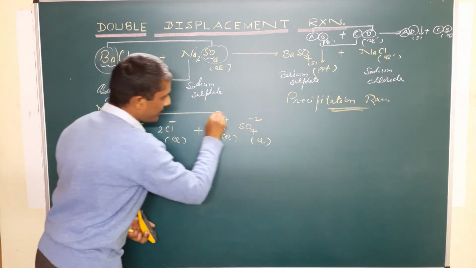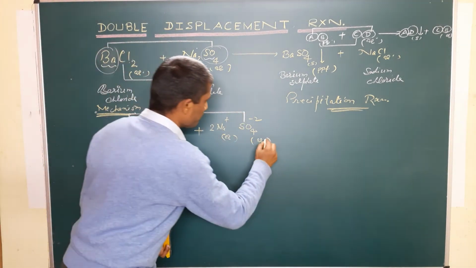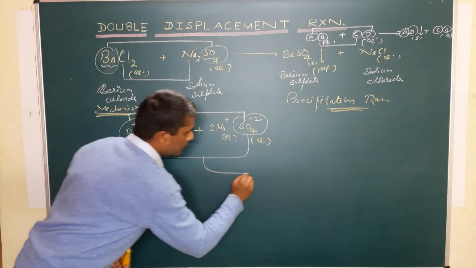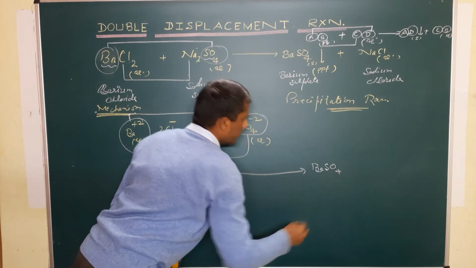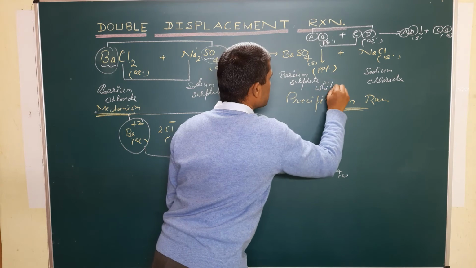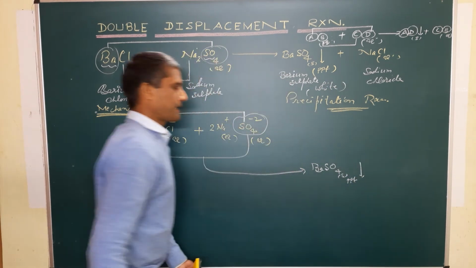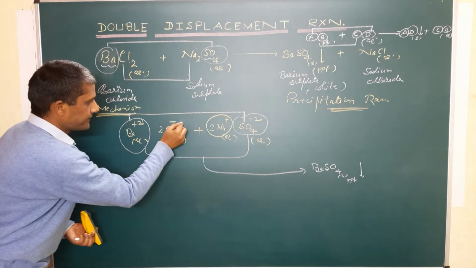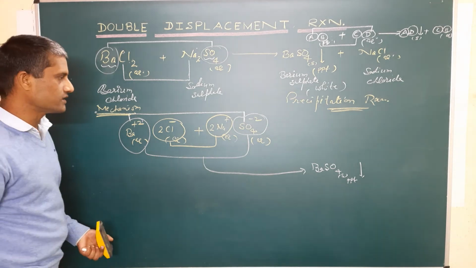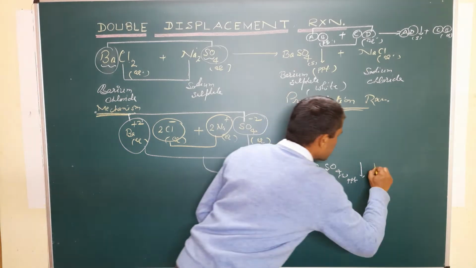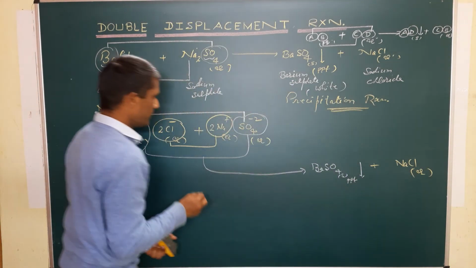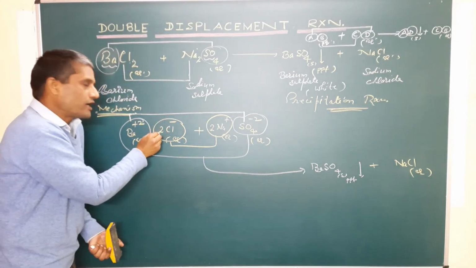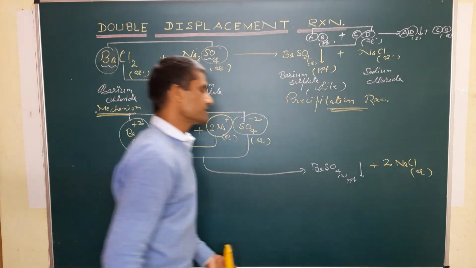How does the reaction proceed? The barium ion and sulfate ion join together to give barium sulfate, BaSO4, which is white in color. A white precipitate, small solid particles called precipitates of barium sulfate, forms along with the sodium ion and chloride ion joining hands together, Na+ and Cl-, to give NaCl in aqueous state. Two sodium ions join with two chloride ions to give 2NaCl, sodium chloride.